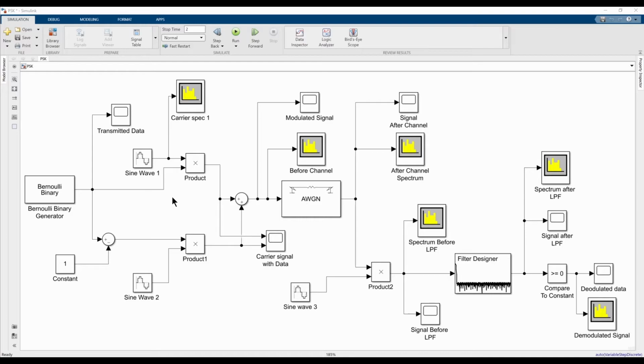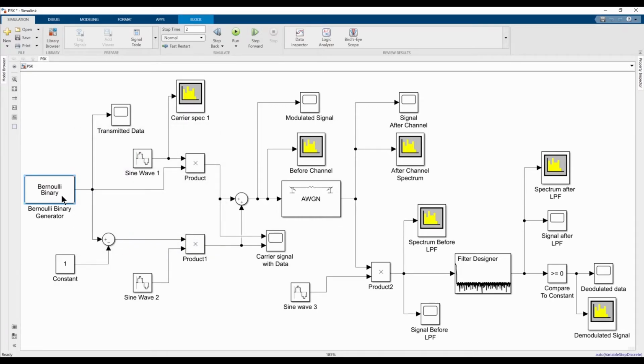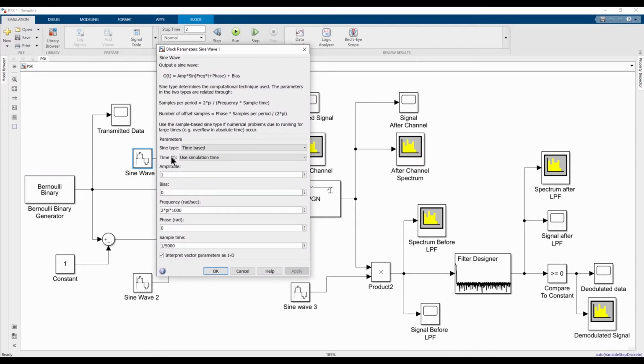As you remember from the theory part of PSK, we need a data stream. So this is the Bernoulli binary generator. From here we will get the input data stream, and the setup is similar to FSK. Now this will go to our modulator with the carrier wave. We use a sine wave here, and this is also the time base, the sample time is 1 by 5000, and the frequency is 1 kilohertz.